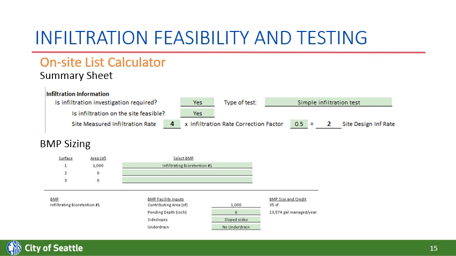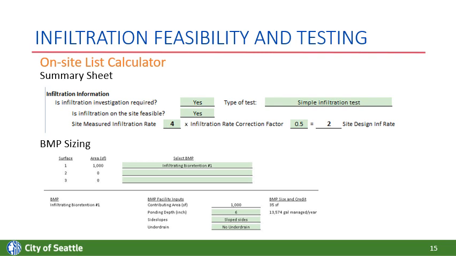So again, here's the section in the on-site list approach calculator where you're going to enter the results of your infiltration test. So that first question is infiltration investigation required. Typically that'll be yes if you're not mapped as it not being required, and no if it is mapped as not being required. So if it is yes and you're required to investigate for infiltration, you identify the type of tests that you've done and whether or not that test resulted in infiltration being feasible.